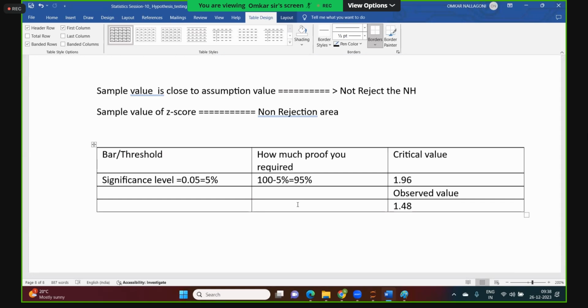What is the value in the Z table for 1.48? It is 0.1387. 0.138 means how much? 100 minus 13.8 is approximately 86%. Correct? So for 1.48, what you are getting is 0.138.